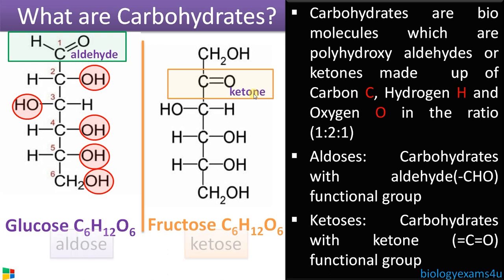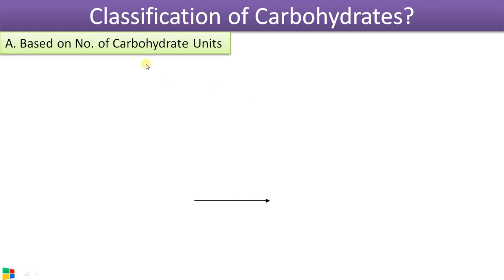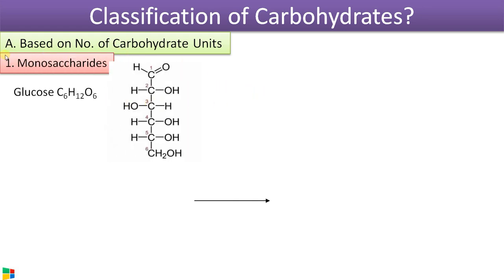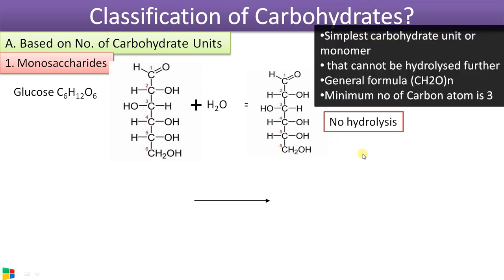Now moving into the classification of carbohydrates. The first classification is based on number of carbohydrate units. The first one is monosaccharide. We have discussed glucose. So this is glucose, C6H12O6. And this is a monomeric unit, or the basic building block. That means on hydrolysis, glucose will remain as glucose. It cannot be further divided.